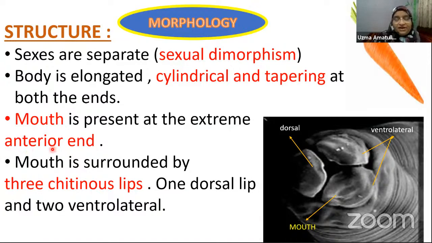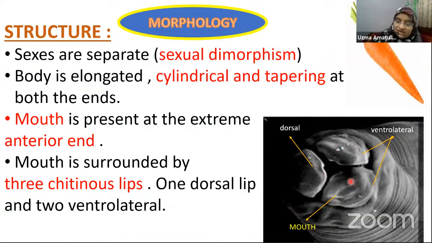Anterior means upper end. So at the extreme anterior end, the mouth is present. So this is the worm. Now here, this is the mouth of the worm, and it is surrounded by 3 chitinous lips. 3 lips are there. Chitinous means hard substance.